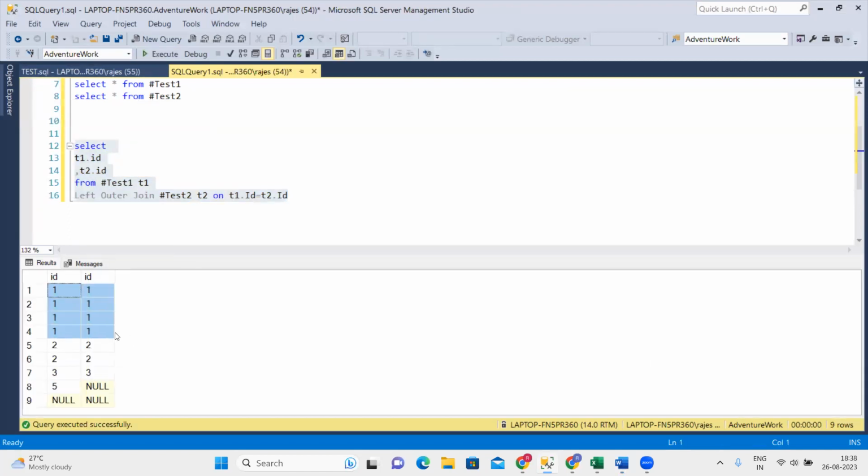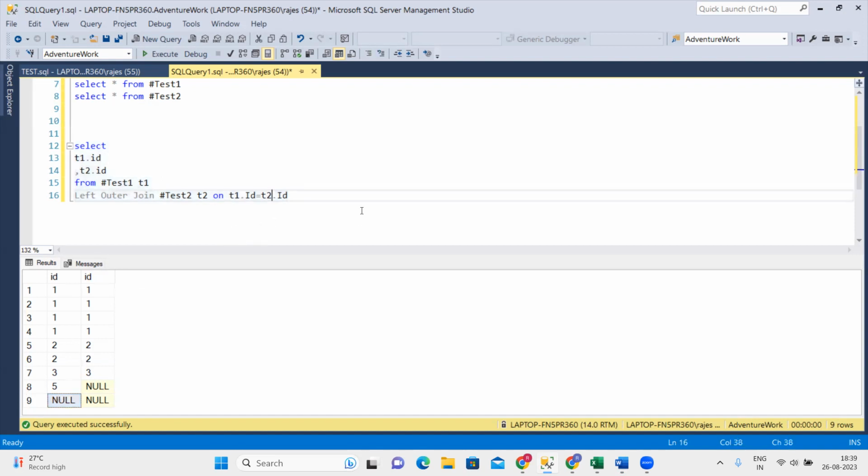This one is coming 4 times. This 2 is coming 2 times because in the second table we have 2 records for 2, and 3 is matching for 1 record. That's why it's coming as a match. And you can see that 5 does not have any records in the second table, that's why it's coming as null. And in the left hand side table we have only one null, that's why it's displaying one null value.